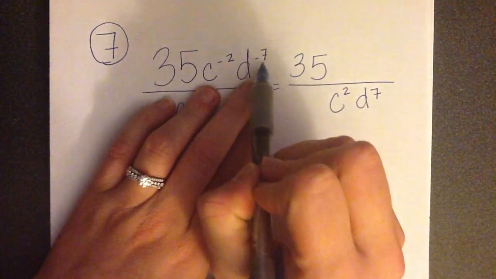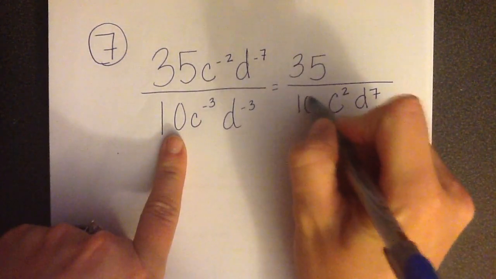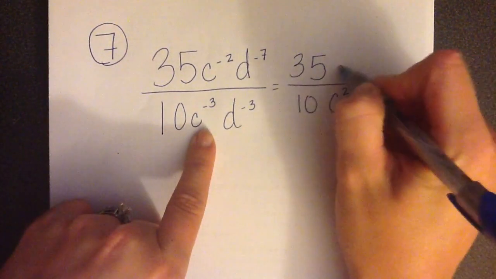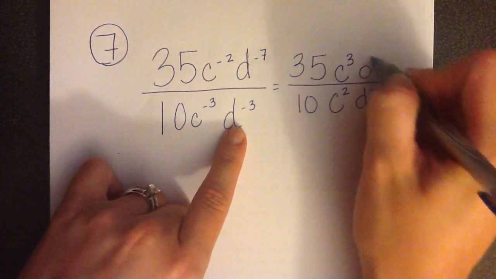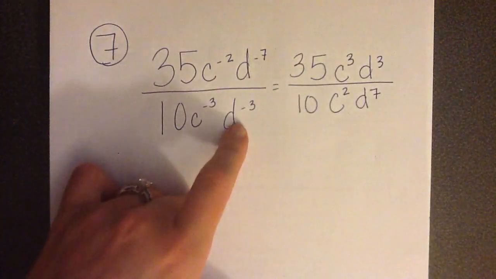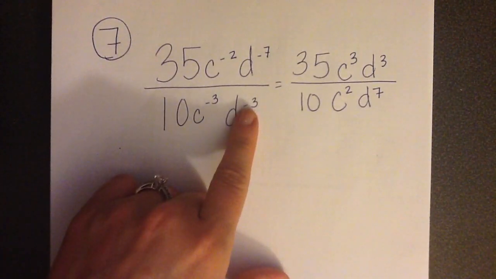So negative exponents, I move them to the denominator. Down here, 10 stays on the bottom. C to the -3 becomes C to the third in the numerator. D to the -3, D to the third in the numerator. So both the C's flipped, both the D's flipped.